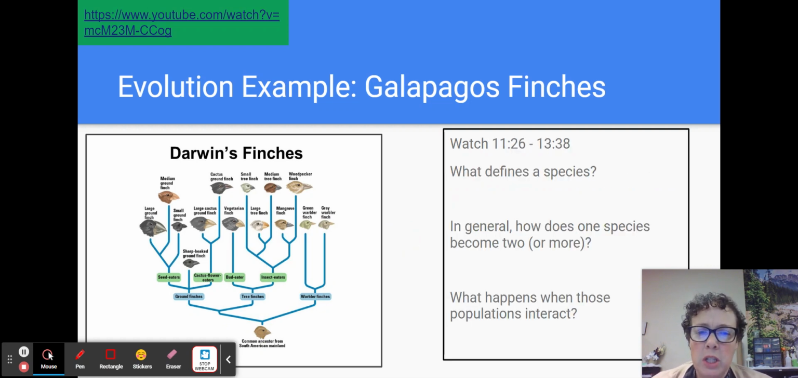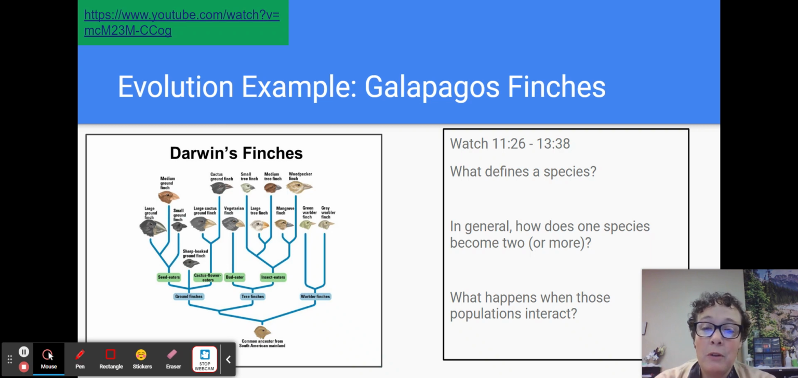So what makes a species a species? In order for a group of organisms to be considered a species, they have to be a group that only breeds within themselves and produces fertile offspring. What that means is for something to be a species, the males and females of that species have to be able to breed and reproduce, and their offspring have to also be able to breed and reproduce.